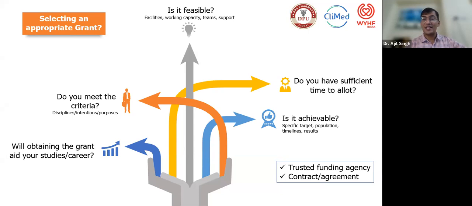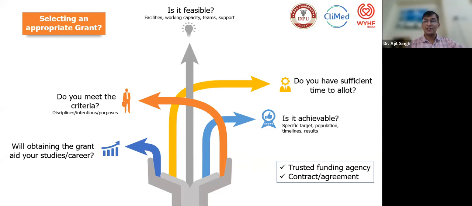We go for the fascinating part, but when it comes to achievements or achievable targets, it is nowhere in the scene. We are really struggling with the population. We are struggling with the timelines because we are not getting the population, which means we are lagging with the timelines, and we are lagging with the results also. So think of these 5 questions, very important. If it is aiding your career, meeting the criteria, if it is feasible, and you have sufficient time to allot, and it is achievable, then only go for the grant.